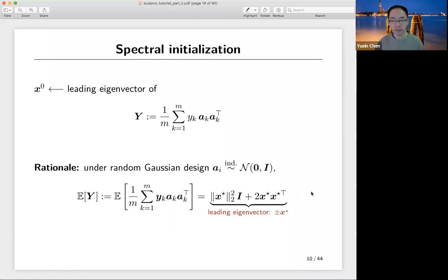Okay, so it's very easy to see that except for a scaled identity part, the rest of the components is a rank one component, which is proportional to x star times x star transpose. As a result, this basically means that if you are able to look at the leading eigenvector of this mean matrix, then its leading eigenvector is precisely equal to either x star or minus x star. Now the question, for example, is whether in the finite sample case, this still is a good enough solution. It turns out that you can use some high dimensional statistics tools to show that actually the answer is yes.